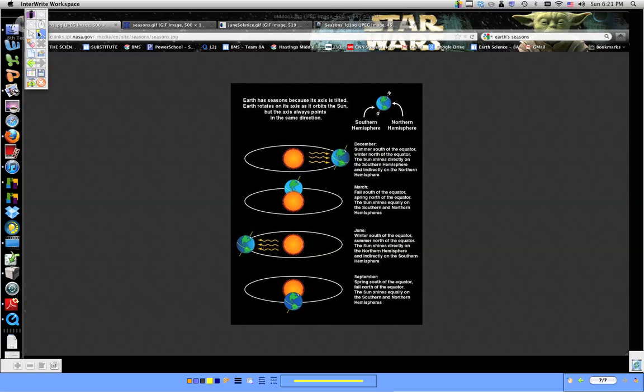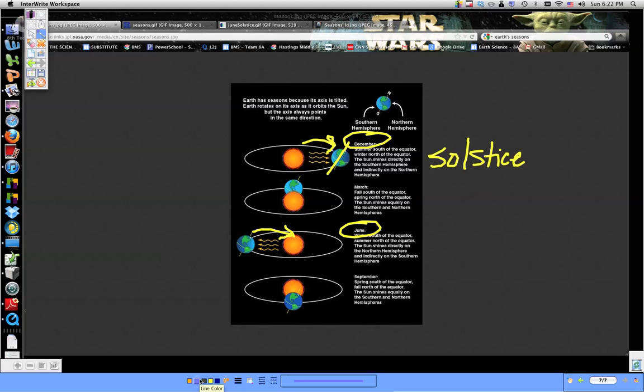Here we go. So for the December, or winter, for us, we are tilted away from the sun. For summer, we are tilted towards the sun, and we call those both solstice. Then we have March, and we have September, which is our spring and our fall. And of course, we call those the equinox, or equal.